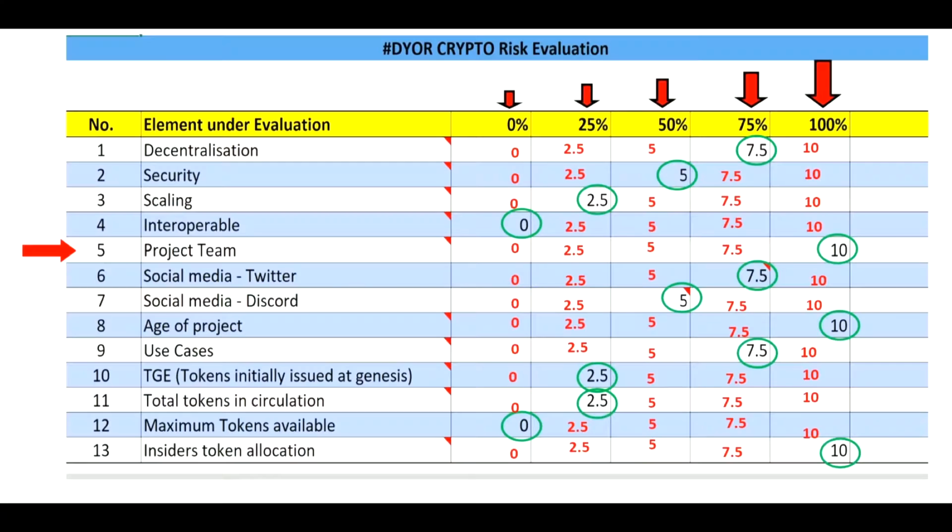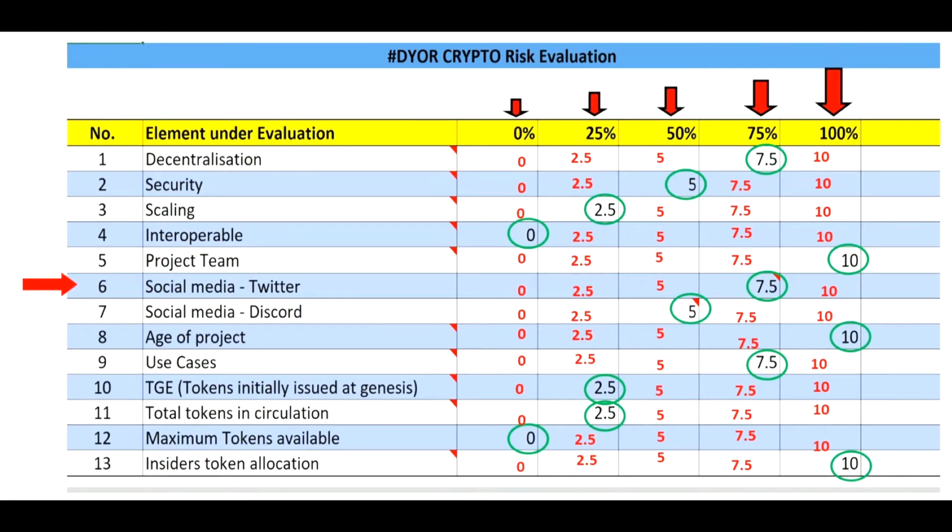Project teams. Ethereum's project teams, especially the original founders, the OGs, are well documented publicly, including some of the tiffs they used to have publicly, with some like Gavin Wood going on to create Polkadot and Charles Hoskinson going away to create Cardano. So Ethereum's project team, and currently the devs, are always in public and sharing what's going on. So I gave Ethereum's project team 10 out of 10.